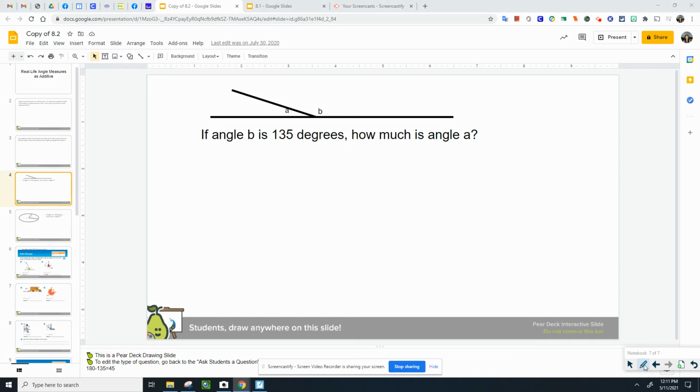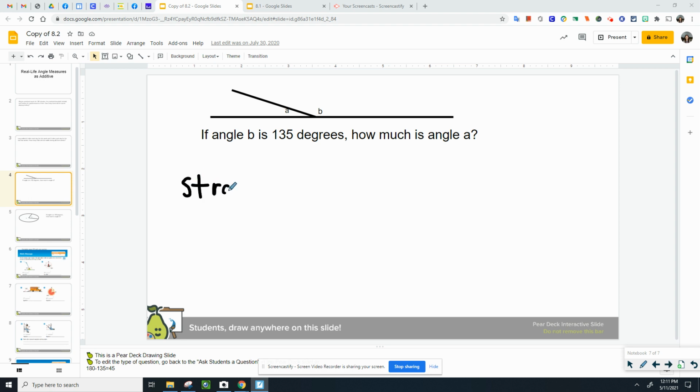Right, so for lesson 8.2 today, we're going to be looking at additive angles, adding up two angles to equal another angle. And we're going to be talking about two types of angles specifically. So let's look at this right now. We know that if I see a straight line right here, that is called a straight angle.